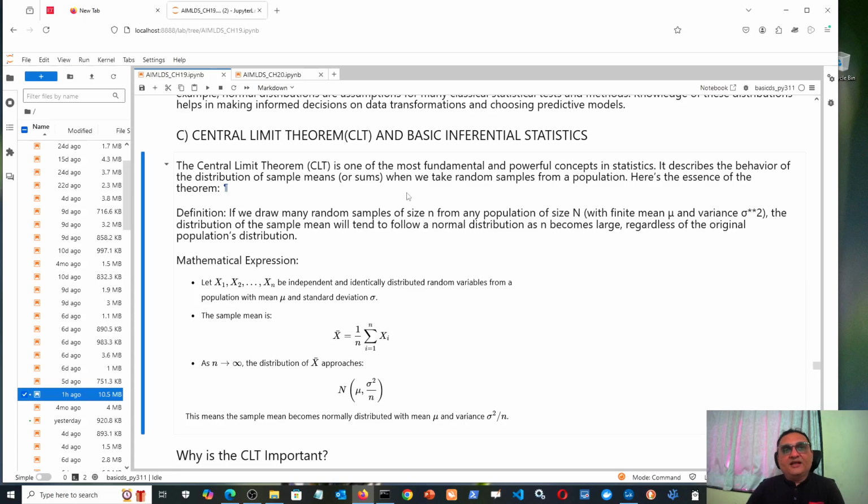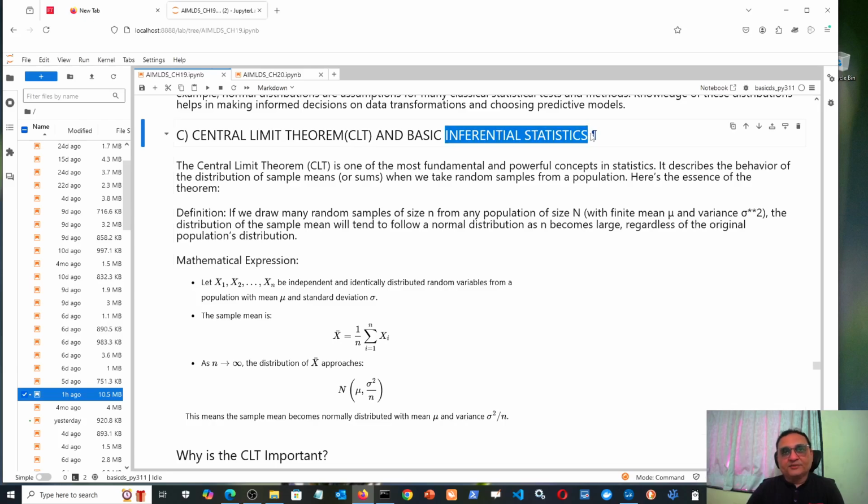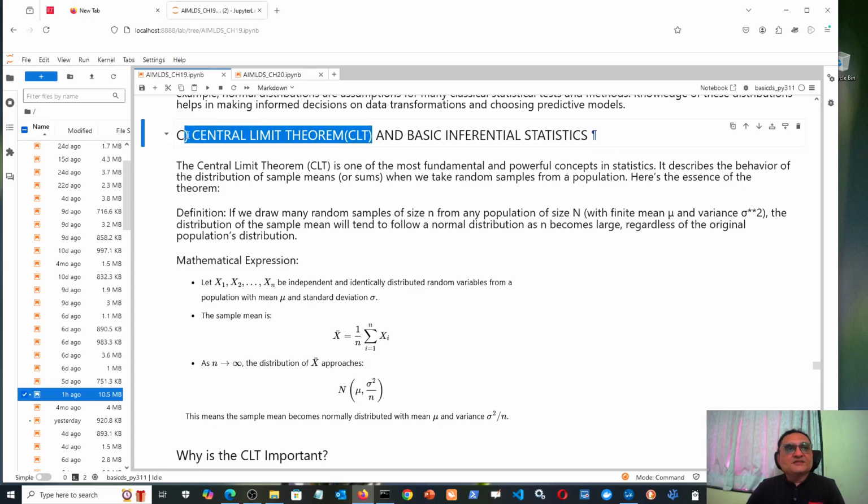Now, at the end of the chapter, I told you that here we want to start the third and last portion, inferential statistics. The previous two portions deal with what we call descriptive statistics. But now we want to talk about inferential statistics. However, there is one thing. We want to first discuss this central limit theorem. This sits somewhere at the boundary of descriptive and inferential statistics. That means understanding the central limit theorem helps in both descriptive statistics and inferential statistics.